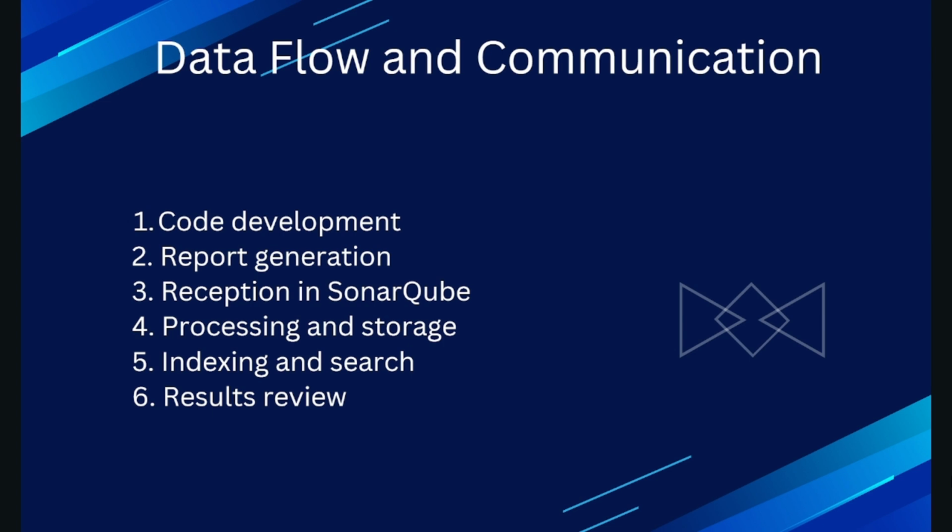Five is indexing and search. The search server, in this case Elasticsearch, indexes the data so that the web server can quickly deliver dashboards and reports. Six is result review. The users connect to the web server to view metrics, trends, and any detected issues, aided by the Elasticsearch index.